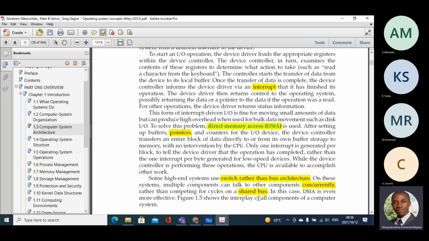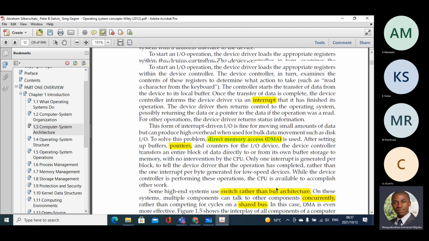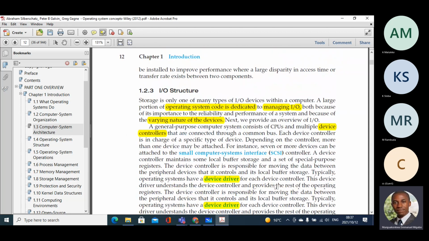And between concurrent and sequential processing, it's clear that concurrent processing is much more efficient. So in the case of a DMA, when we're using a switch, it will be even more effective than it would be in the case of a shared bus. So let's look at figure 1.5, which shows how the interplay for all of these components happens.